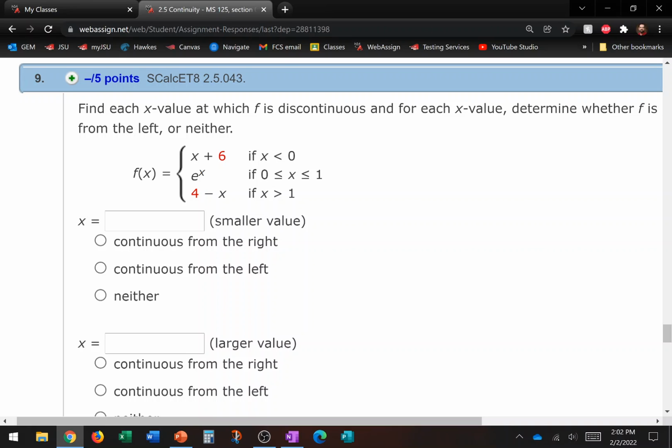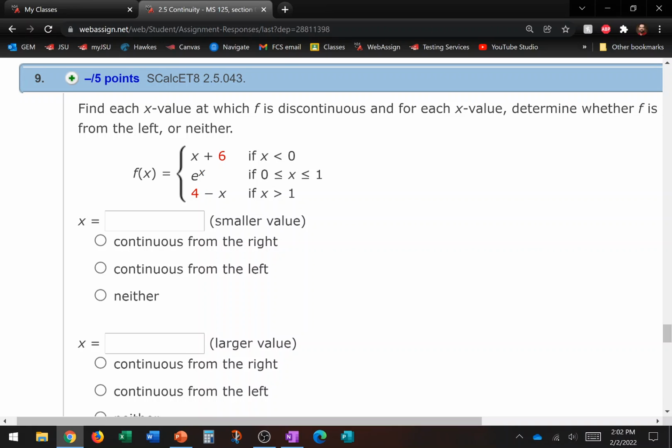And then as far as continuous from the left or from the right, we just look at where it's defined. So between these two pieces, it's going to be defined at 0 on this part. If we're thinking about the junction here, we have x plus 6 coming in, and then we start with the e. But it's defined on the e side. So coming from the right, it'll be continuous, but coming from the left, it won't be. There's the hole there.